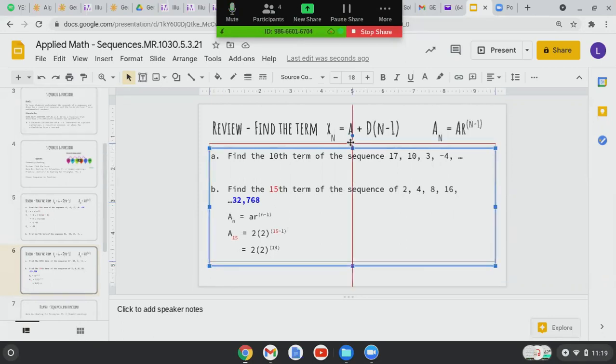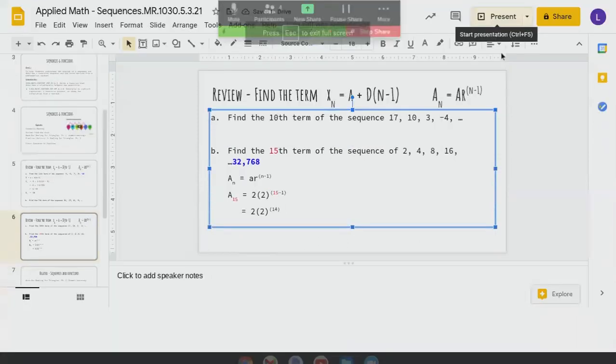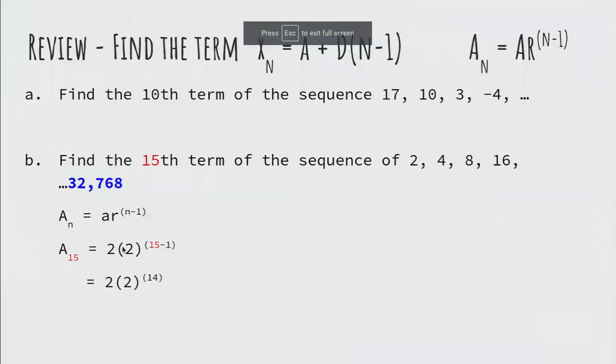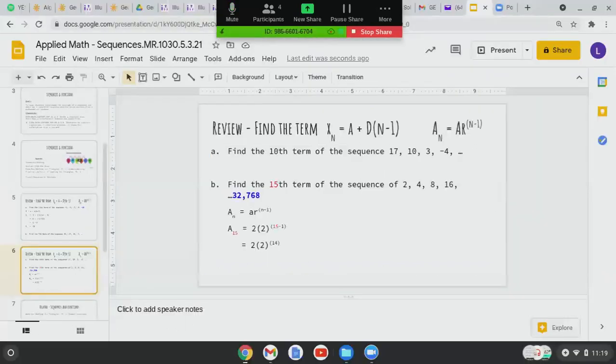So we put in the pieces. So we did what was in parentheses, which is 14. So now we do exponents. 2 to the 14th power. So remember, 2 times 2 times 2 times 2 times 2 times 2, 14 times.